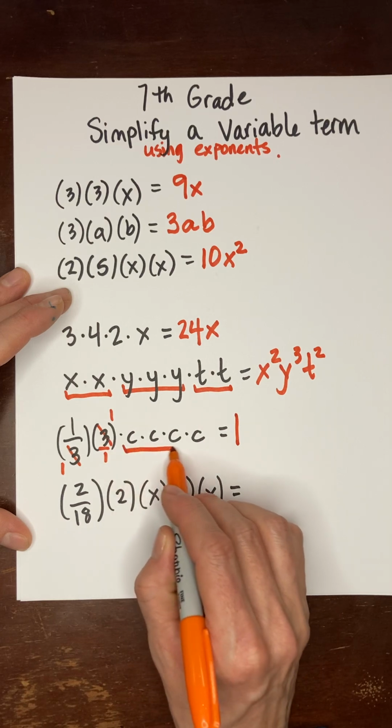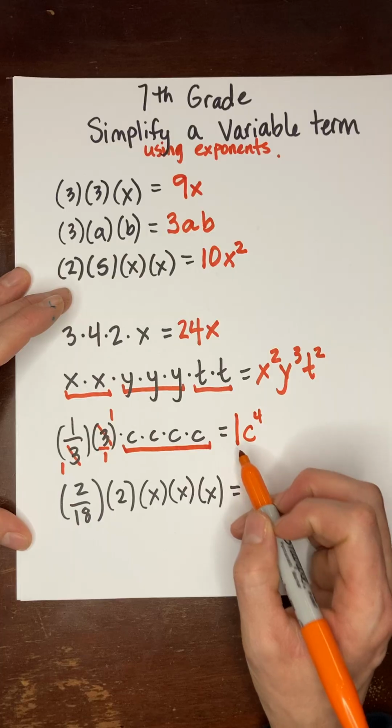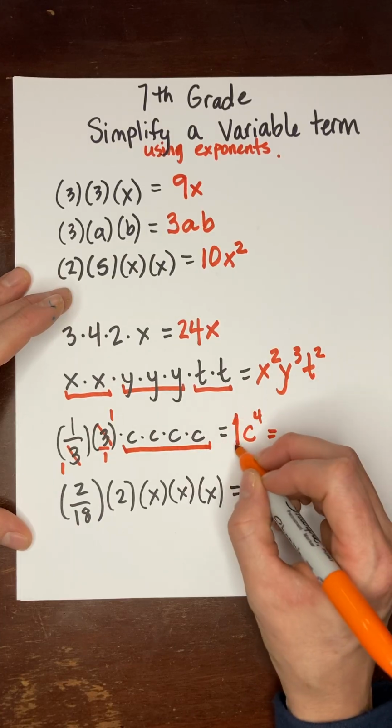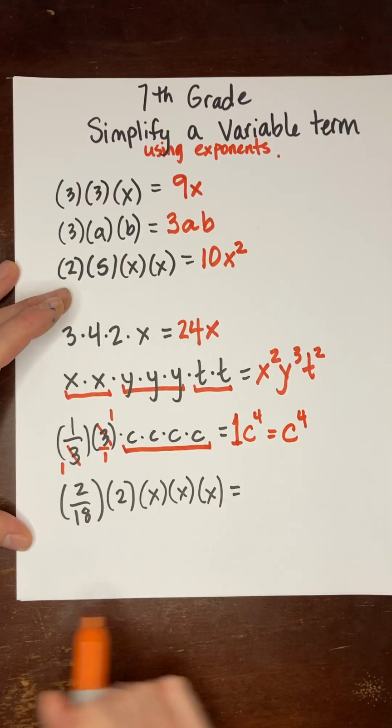C times C times C times C. I've got 4 of them, so C to the 4th. I wouldn't write 1 if that's what my coefficient was. I would just make it look like a 1. I would just write C to the 4th. That is the most simplified version.